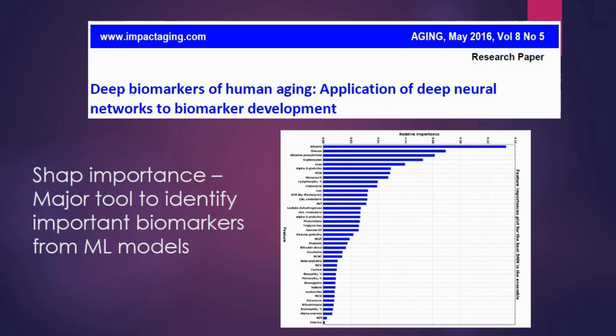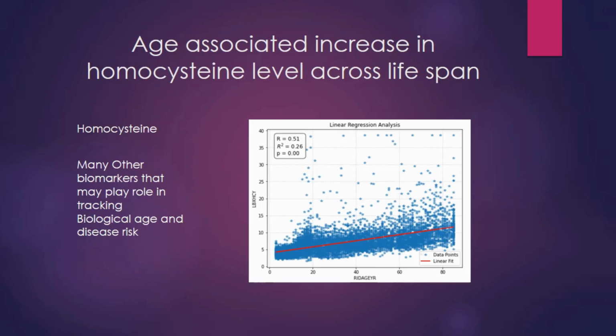SHAP importance. A major tool to identify important biomarkers from ML models. The slide highlights the SHAP tool as a crucial method for interpreting machine learning models and ranking the relative importance of biomarkers. Age-associated increase in homocysteine level across the lifespan.